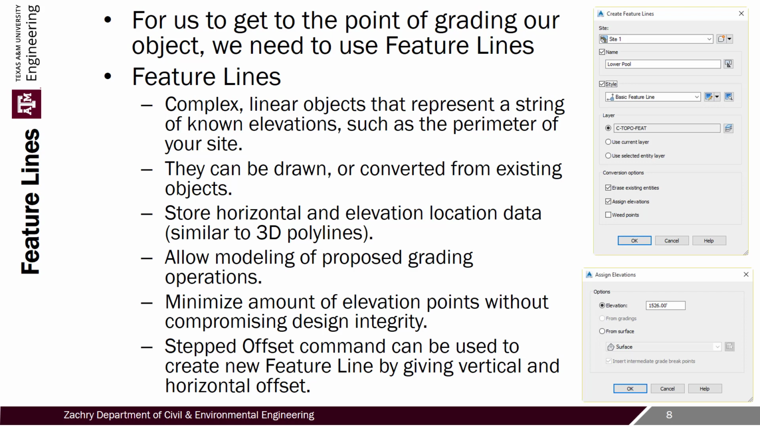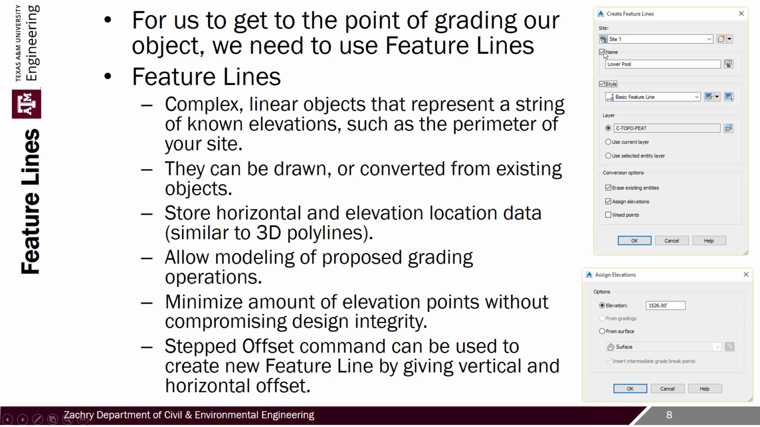We use them for our grading and all that. We don't have to put in as much data at certain points to get it to do what we want to do, and so that helps. It optimizes the data, and it's real easy to do certain things just like we do with polylines, except we have our unique commands for it. So when we offset a feature line, we won't use the offset command. We'll use the feature line offset command, and I'll show you where those are a little bit later.